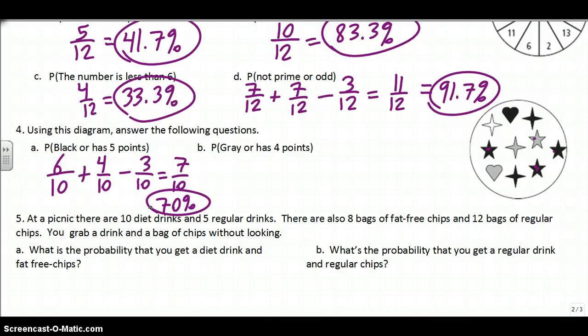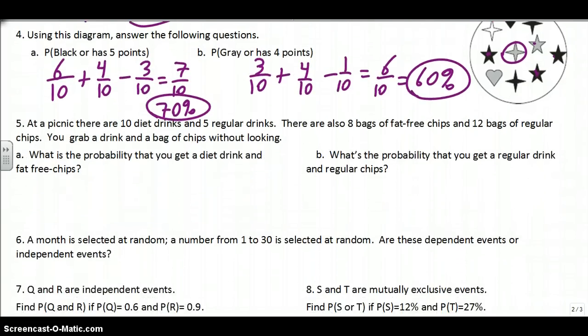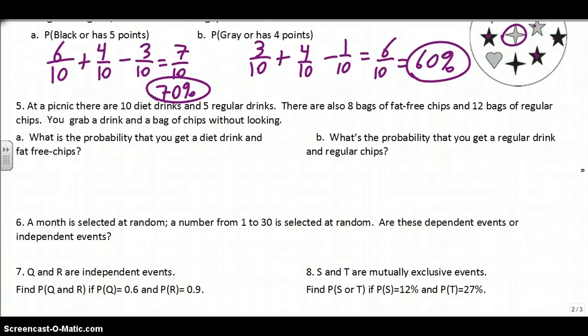All right. Probability of gray or has 4 points. Well, there's 3 grays. Clearly, this is the American version of gray, right? 3 out of 10. It has 4 points. Let's see, 1, 2, 3, 4 of them have. That is correct. How many of them are gray and have 4 points? Well, that's just this one right here, so minus 1. So we get 6 out of 10, which is 60%. Easy enough. Very little difficult calculations here, right?